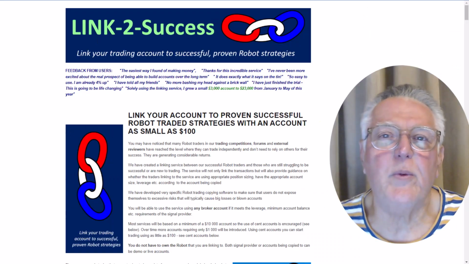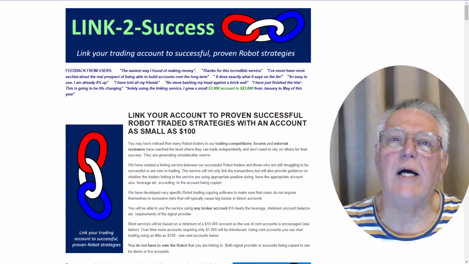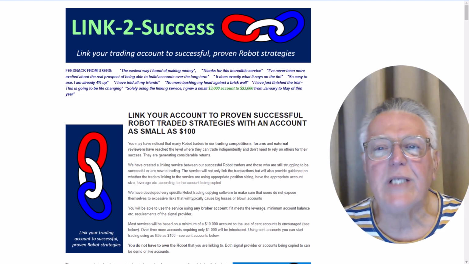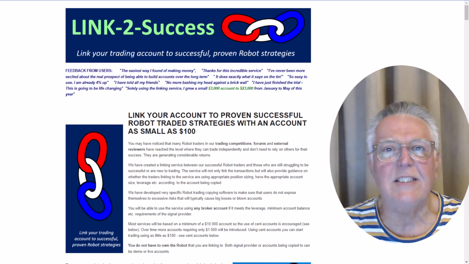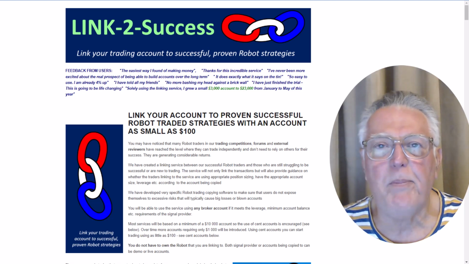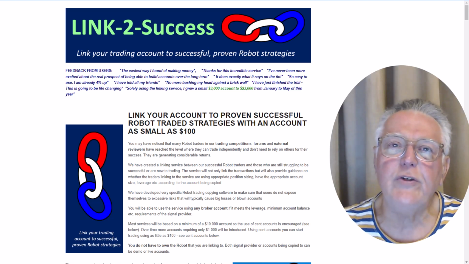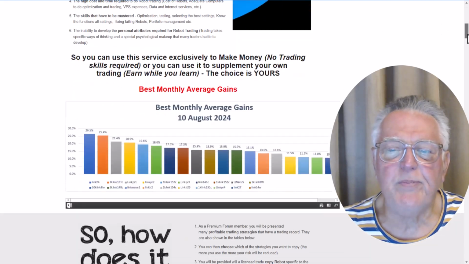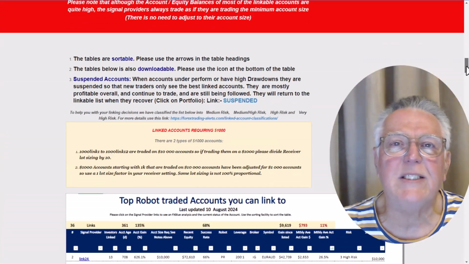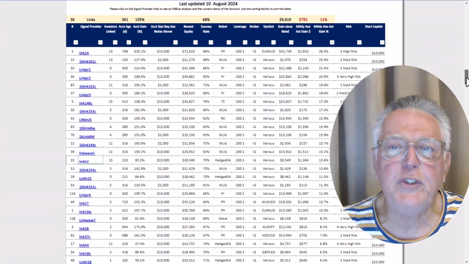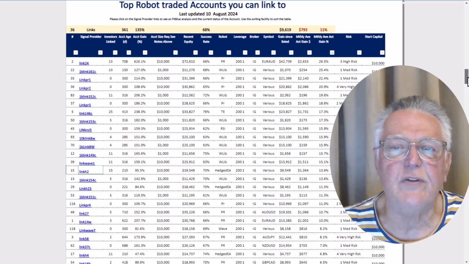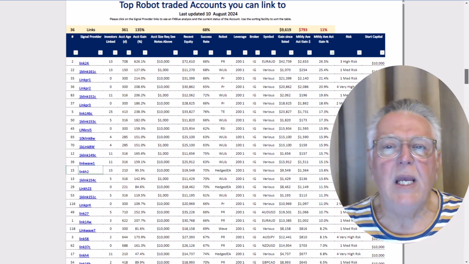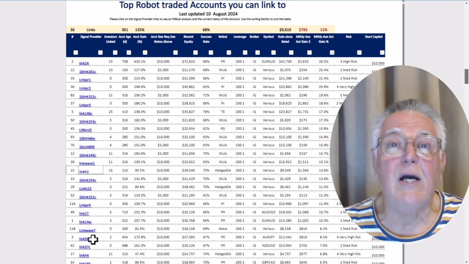Now, as mentioned, we're going to be looking at drawdown specific to the FXBlue service. And I'm going to use our linking service, our link to success service, to show you a few examples of what you can do to find more information about drawdown. So let's go down on this page to the page which lists all the opportunities to link your account to successful strategies.